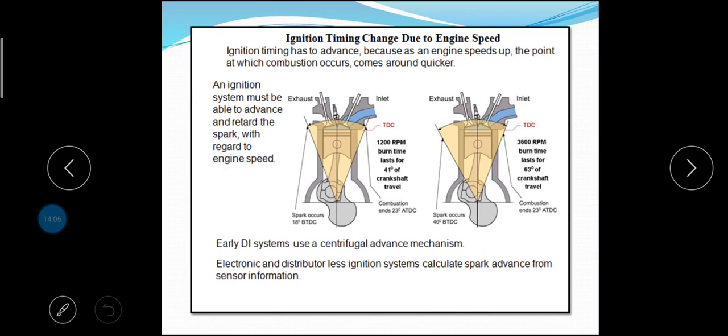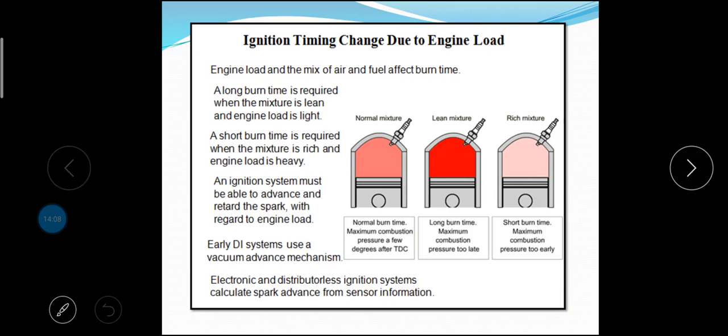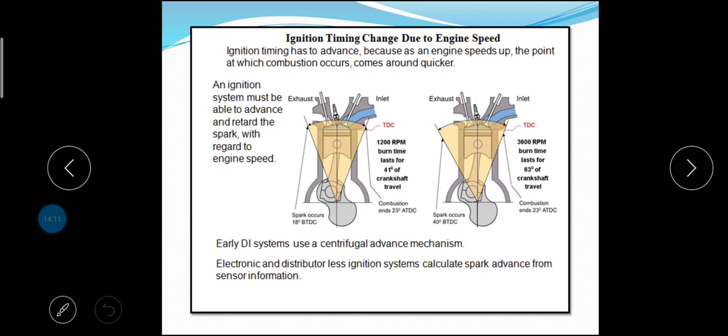Ignition timing changes due to engine speed and due to engine load. First, let us discuss ignition timing change due to engine speed. Ignition timing has to advance because as an engine speeds up, the point at which combustion occurs comes around quicker. An ignition system must be able to advance and retard the spark with regard to engine speed. This figure illustrates the spark that occurs 18 degrees before top dead center, and this point corresponds to 1200 rpm; burn time lasts for 41 degrees of crankshaft travel.